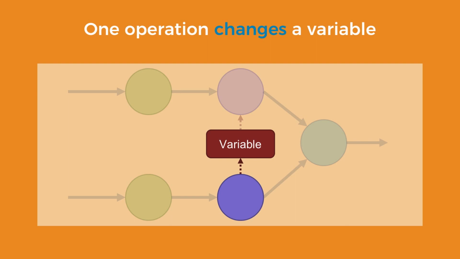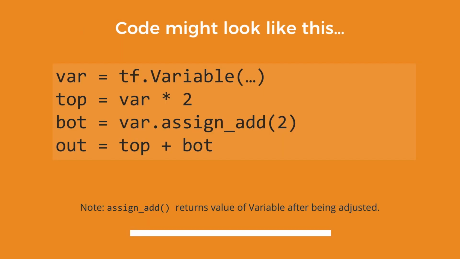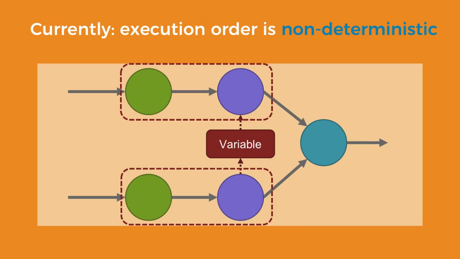So the bottom node is writing to the variable. It's saying, hey, I want to update the op in some way, shape, or form. But the top one is reading from that variable. It says, hey, I want to get the value of that node. So just to illustrate, if we have a variable, the top node reads from it, and its output is 2 times whatever the variable's value is. The bottom one is assigning a value to the variable. It's saying, okay, take the variable, add 2 to it. And our output is the top plus the bottom.